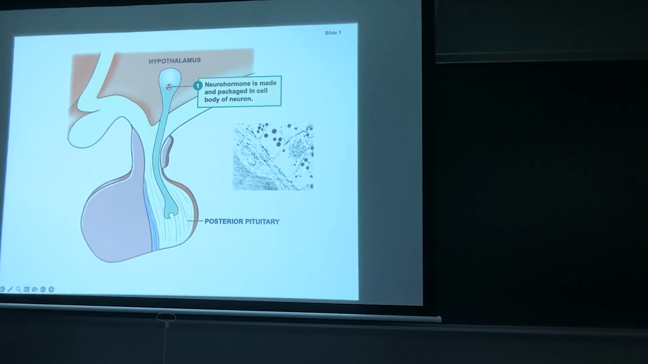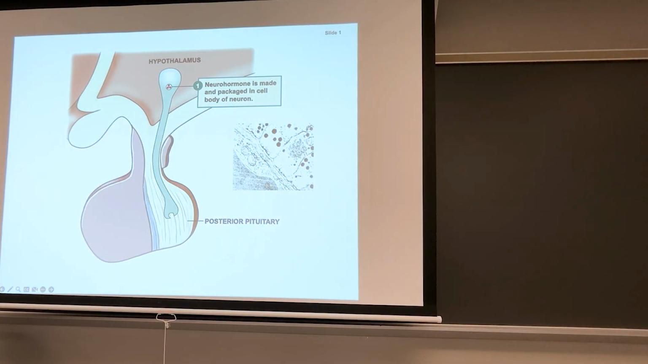And one of them, because we played with it yesterday, is ADH, or what's called vasopressin. That's one of the posterior pituitary hormones, ADH, antidiuretic hormone. The other one is vasotocin, which causes smooth muscle contraction. There are only two hormones that the posterior pituitary produces, ADH and vasotocin. All the rest of the pituitary hormones come from the anterior pituitary.